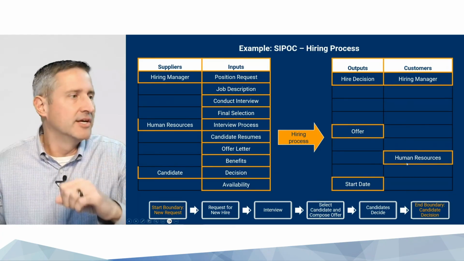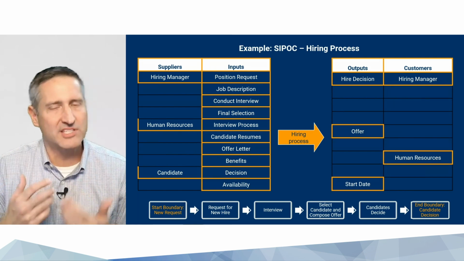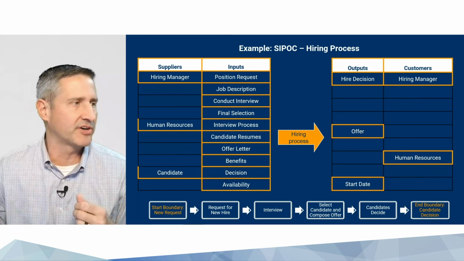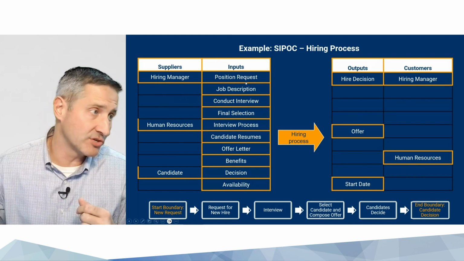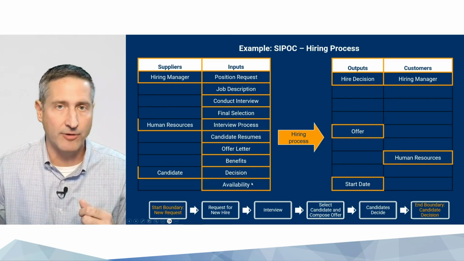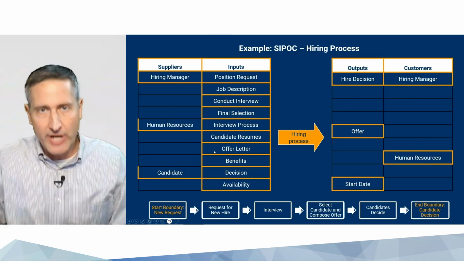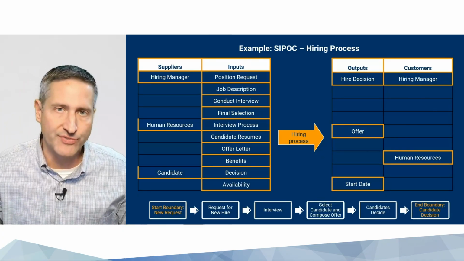Okay, great. And then I'm going to say, what are the things that this process needs in order for it to function? And they're going to go, well, we need a position request, we need a job description, and they're going to list all these things out. And then I'm going to say, well, who's providing those things? So we're just creating this list. Why is that so useful?